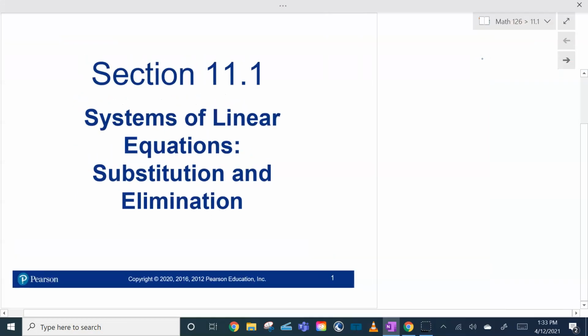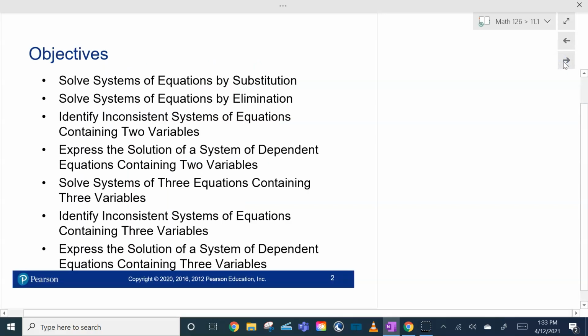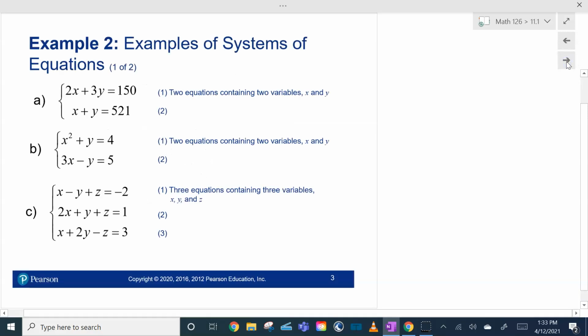Hey, welcome back to your favorite pre-calculus class. We're going to take a look at systems of linear equations, specifically substitution and elimination. Here are our objectives for this lesson. We're going to start out talking about systems of equations.